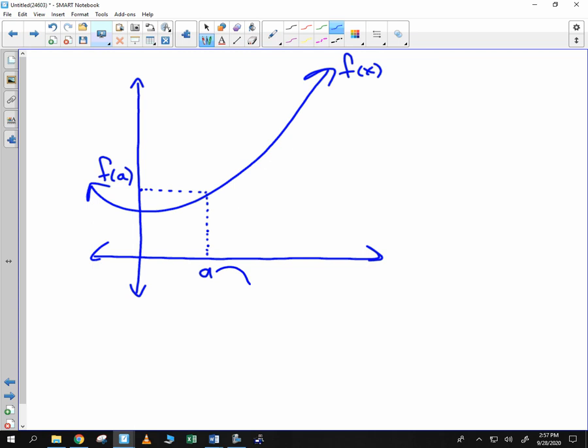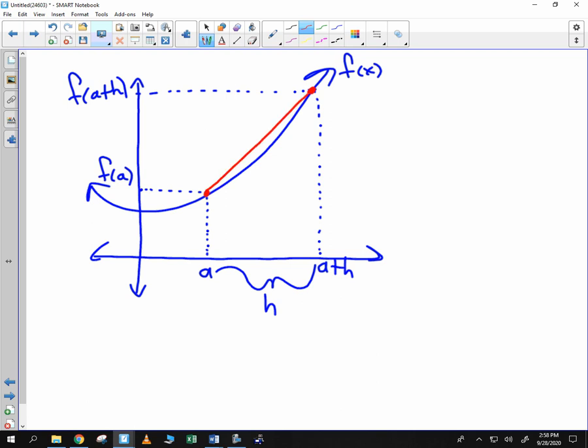Now I'm going to move over h units to a spot called a plus h. You can see that a plus h is h units away from a. And so this value is f of a plus h. Well, average rate of change of a function is defined by the slope. And so if I connect these 2 points, you can see that that represents the average rate of change.